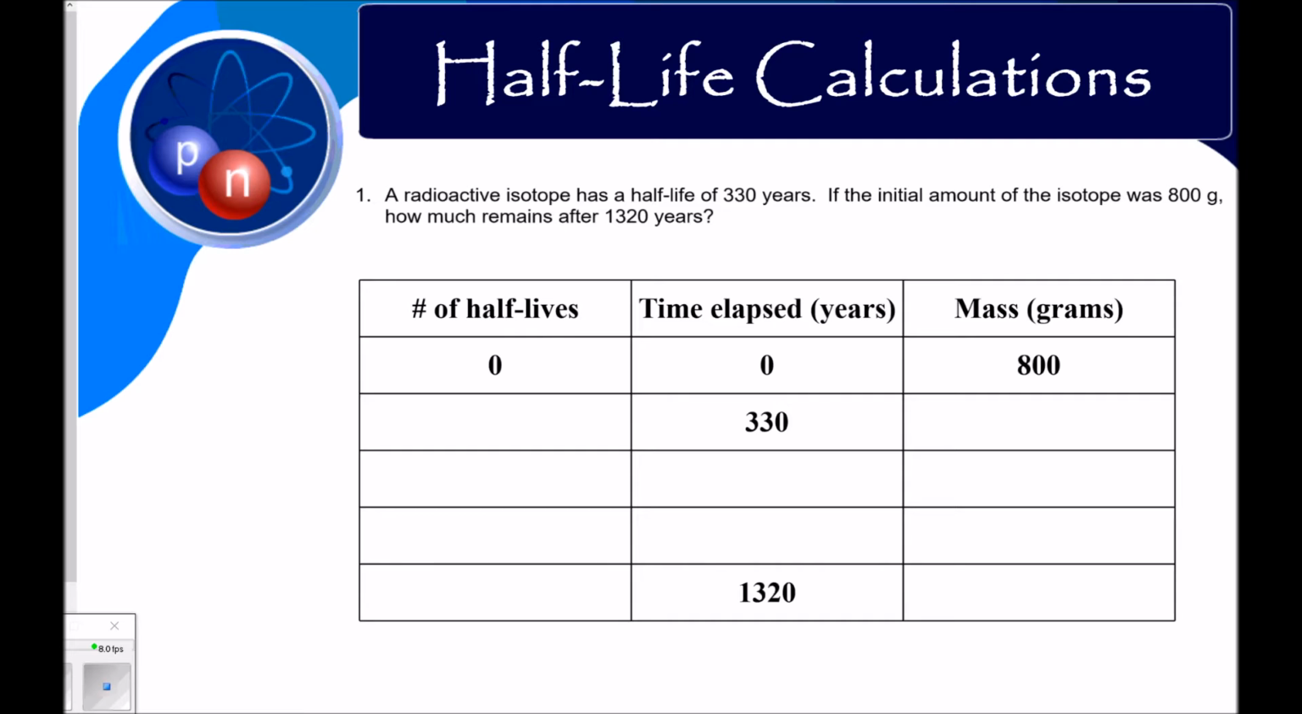All right, number 1. A radioactive isotope has a half-life of 330 years. If the initial amount of the isotope was 800 grams, how much remains after 1,320 years?